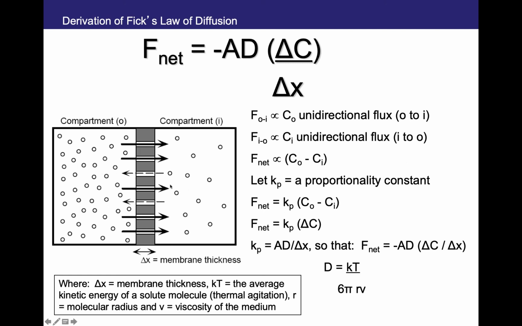The diffusion coefficient is equal to Boltzmann's constant times temperature. The only thing that you really need to know about that is that's the thermal agitation, right? So if you increase the temperature, you're going to increase the net flux, over 6 pi r eta. So this D term, the diffusion coefficient, can be put right into the D in Fick's law, okay? In the denominator here, 6 pi r, r is the radius of the molecule, and eta is viscosity.